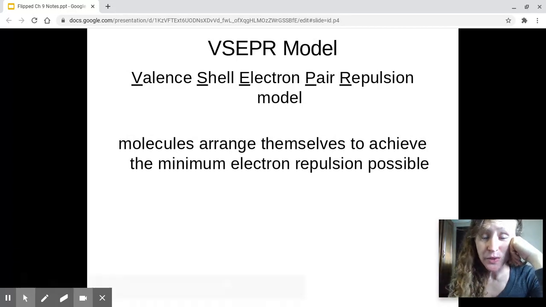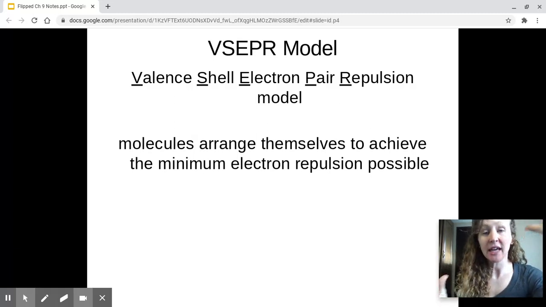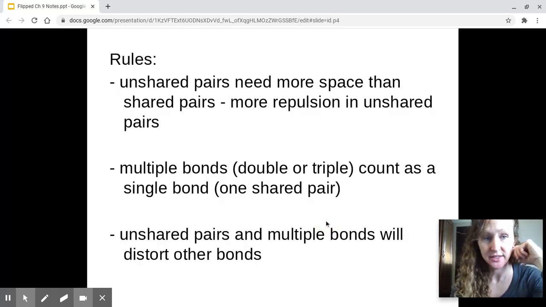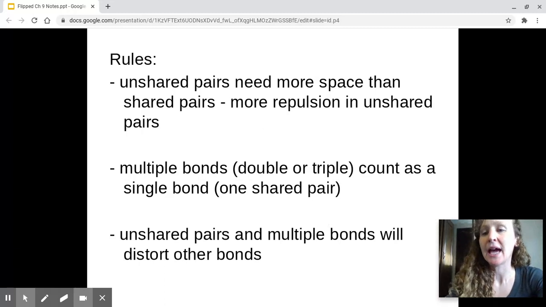Like I said, as we look at this model, we're going to talk about how the electrons repel each other, and that's going to be the driving force behind the geometry that occurs. So there's a couple rules behind this. Let me see if I can come up with something that combines all of them.